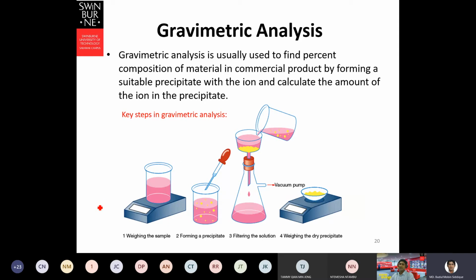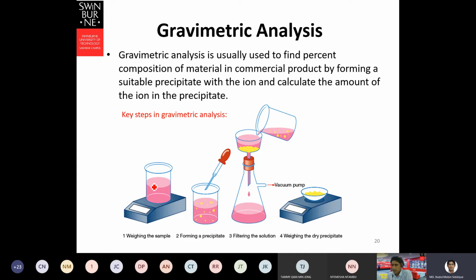In gravimetric analysis, the sequence is that we weigh the sample, we introduce the precipitation to occur, and then the precipitate is filtered out and dried. There are different ways we can dry it, and then again we weigh the precipitate. So we compare how much of the solution we took and how much precipitate we found, and from there we find out the material or the components inside.